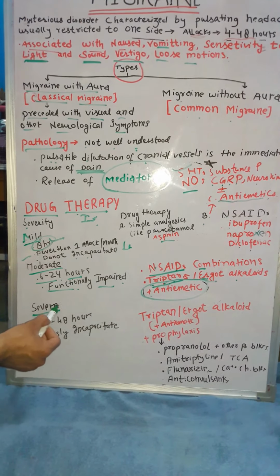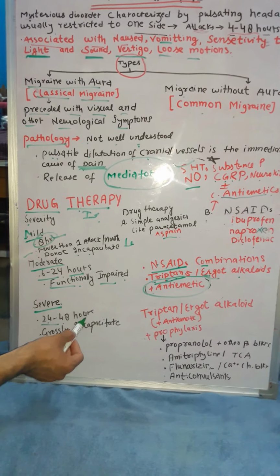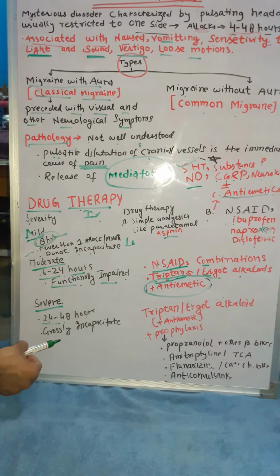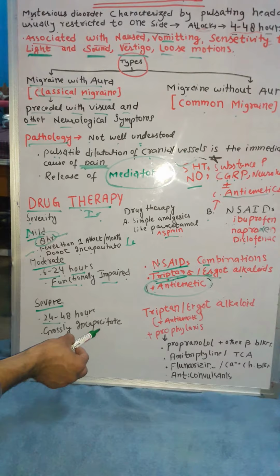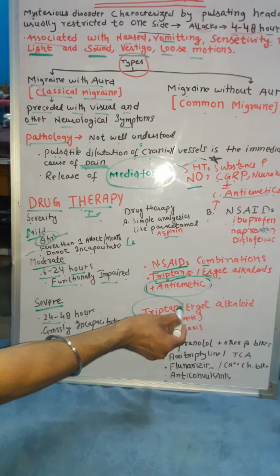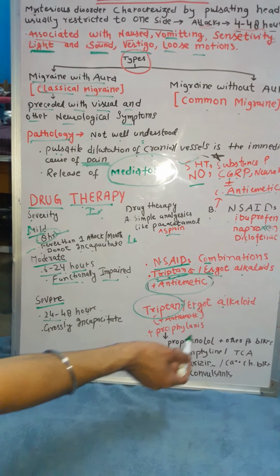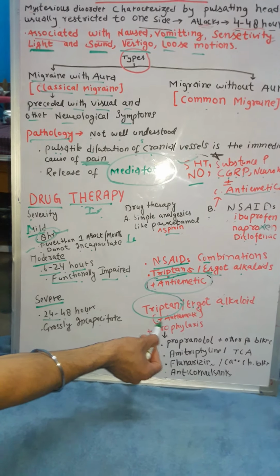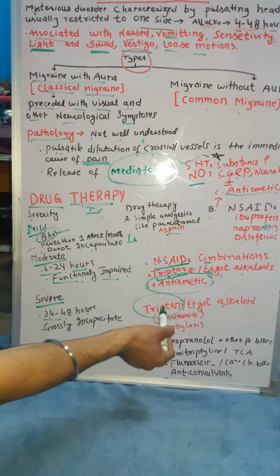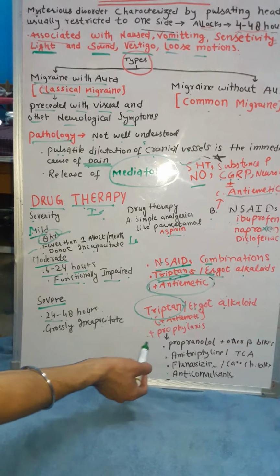Now come to severe migraine. It is that migraine which lasts for 24 to 48 hours and it grossly incapacitates the individual. In this case, triptans are mostly used. Triptans and then ergot alkaloids can be used. Plus antiemetics are always used because in this case the vomiting is usually common.